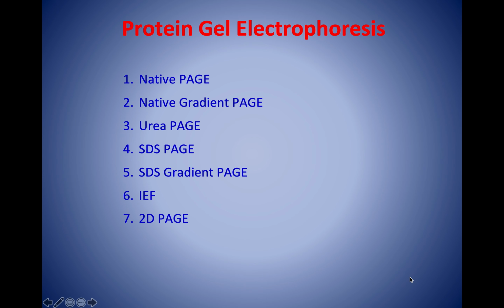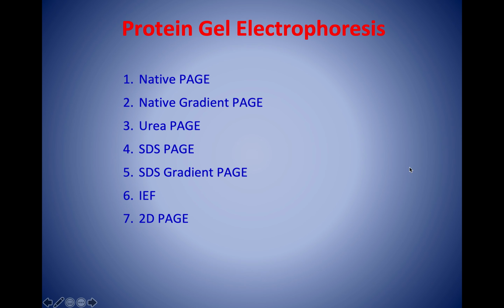For the second part of the video, we will take a look at the different types of protein gel electrophoresis. As I was saying earlier in the first video, there are 6 kinds of PAGE. Even though you see over here it's 7, IEF is actually just the method, which is a part of the 2D.